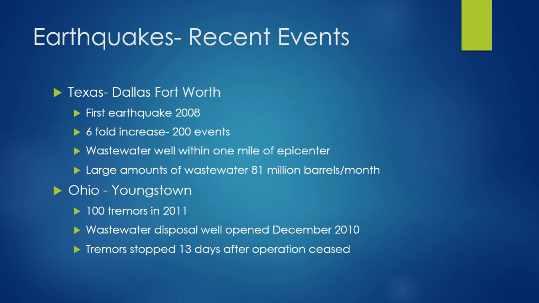Some recent events in the Dallas-Fort Worth area: they had their first earthquake in 2008, and since then, they have had over 200 events in the area. This is a 6-fold increase over historic levels. What they found was a wastewater well near the Dallas-Fort Worth airport, less than a mile from the epicenter of the earthquakes, and large amounts of wastewater were being injected that year. It went from 33.8 million barrels in a month to 81.1.